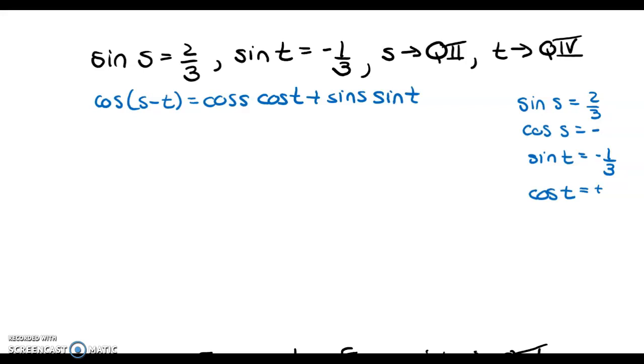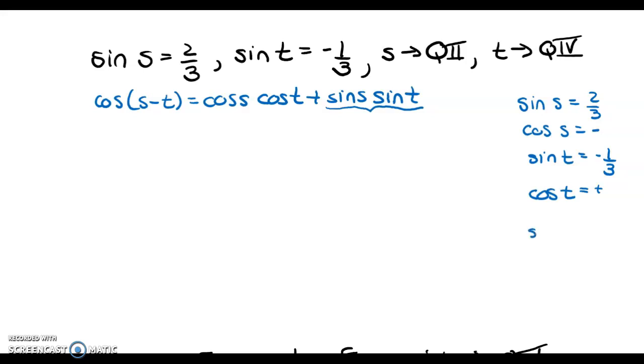And they only gave me, oh, I'm sorry, I even wrote that down. No, I wrote it right. They gave me the sine of s and the sine of t. So they only gave me this part of my formula. So now I'm going to use my Pythagorean identities to find the other part.